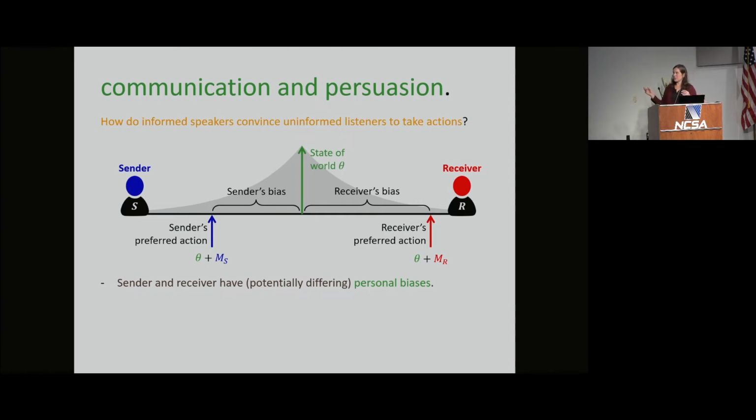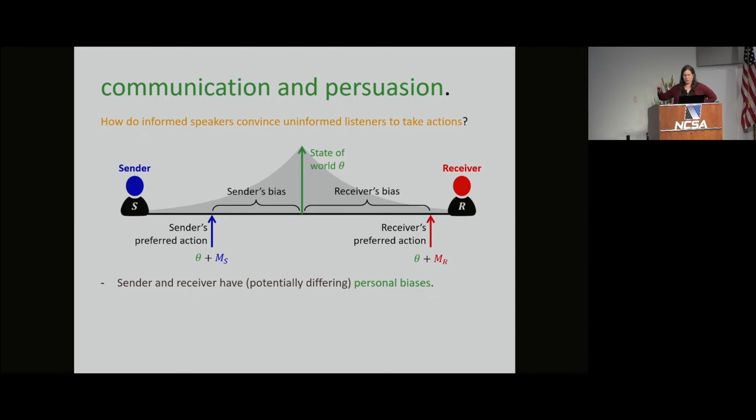So maybe the sender, if the state of the world is theta, wants the receiver to take an action that's far to the left of theta. Say I have a lot of information about COVID, and I know that mask wearing is effective, that's the state of the world, and I want people to wear masks 100% of the time. But the receiver, even if they knew exactly how effective mask wearing was, has maybe stronger preferences than me for personal freedoms, and therefore would want to wear masks only 75% of the time.